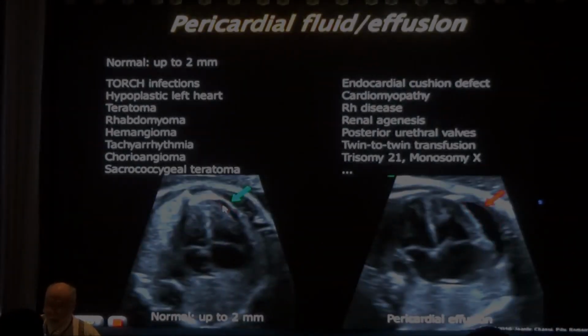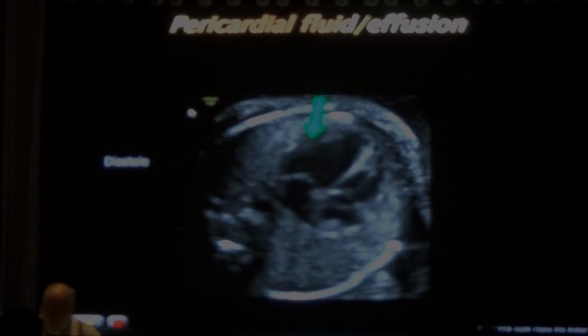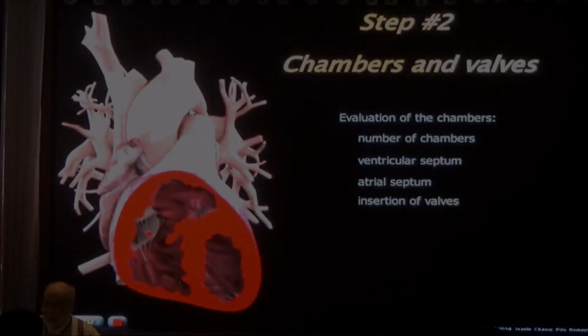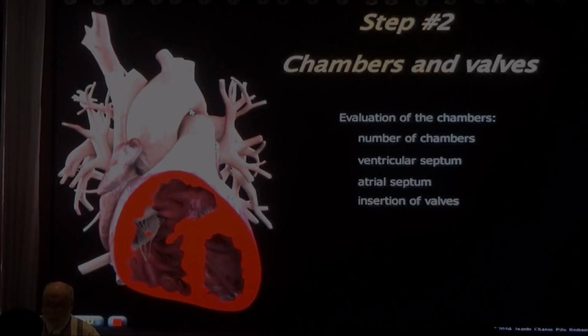If you see a black line aside of the heart, especially when it's in the AV groove, think this is a pericardial effusion or pericardial fluid. To me, up to 2 millimeters is normal. Above 2 millimeters, think of all these disorders, in particular infection. So in step 2, we look at the chambers, how they're connected, and the septation begins. Again, nothing very difficult here.